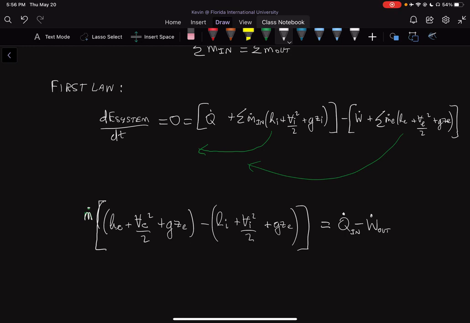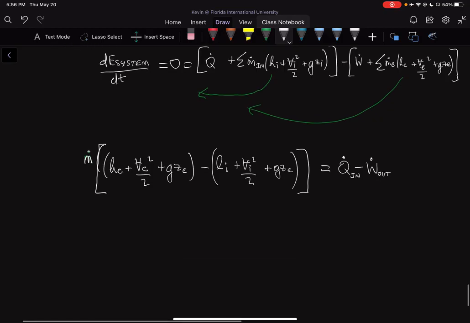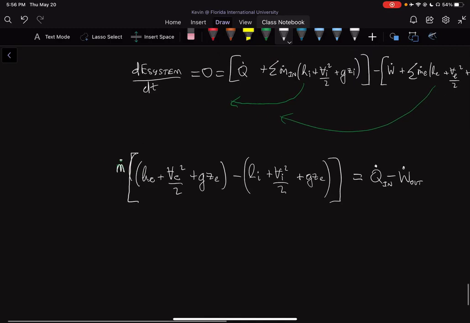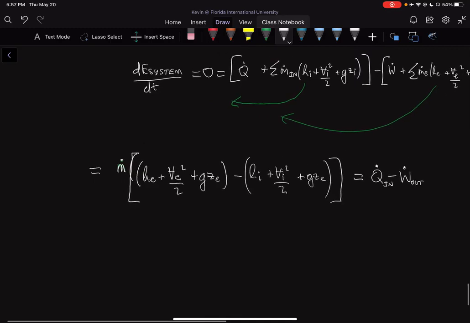m dot times he, and so on. And we can go even further than this, and I'm actually going to write on the left side too, because I like to have Q dot in minus work dot out on the left. So I'm going to say Q dot in minus work dot out. Okay, it's exactly the same thing. I just like to have it on the left side.